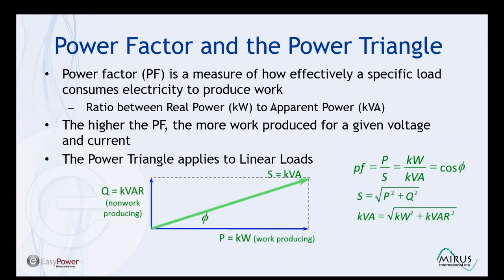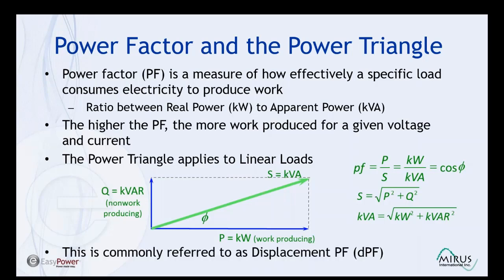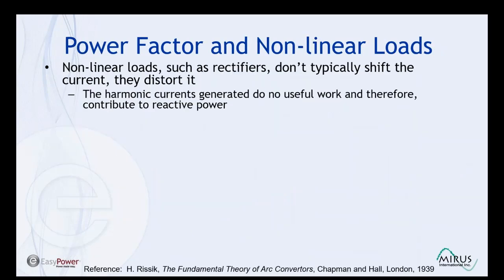Apparent power S is also equal to the square root of real power squared plus reactive power squared, or kVA equals the square root of kilowatts squared plus kVAR squared. Power factor in these terms is commonly referred to as displacement power factor. Nonlinear or harmonic generating loads, such as rectifiers, don't typically shift the current, rather they distort it. The current harmonics generated do no useful work and therefore contribute to reactive power.